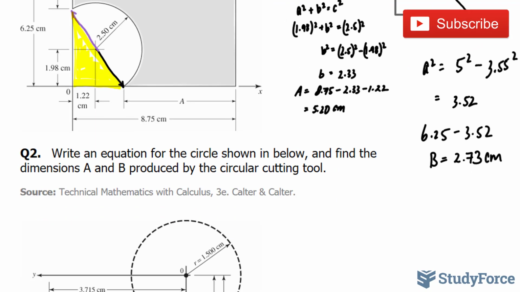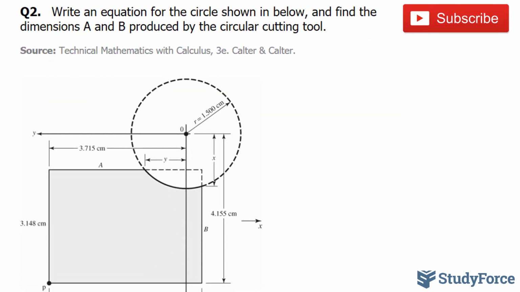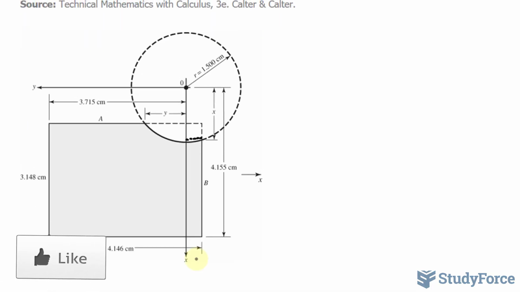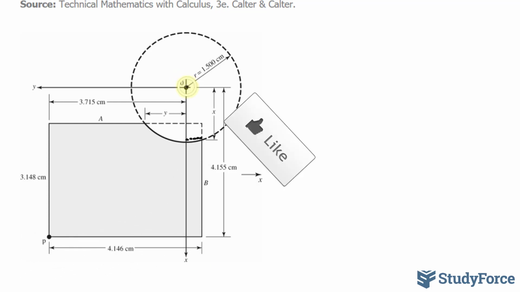Let's move on to question 2. In question 2, we're asked to write an equation for the circle shown below and find the dimensions A and B produced by the circular cutting tool. This one is slightly more complicated than the previous question. We'll start this question by creating an equation that represents this circle, but be aware that the axes, the y-axis and the x-axis, are reversed in this question. We can also assume that this circle is at the origin, and notice that the point, the center of the circle, is at 0.